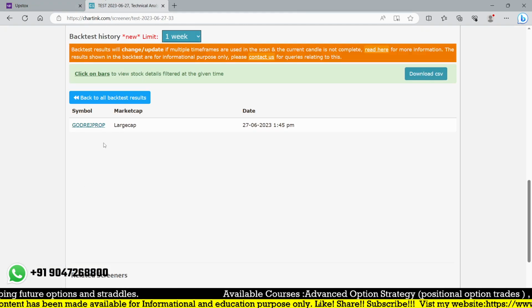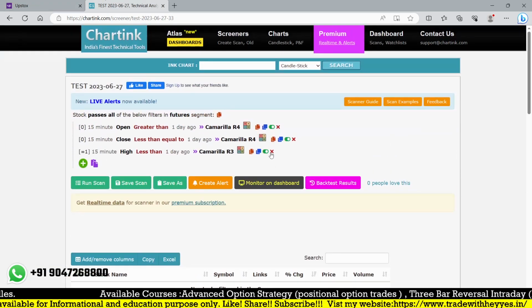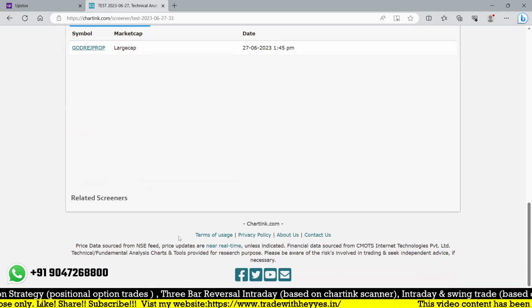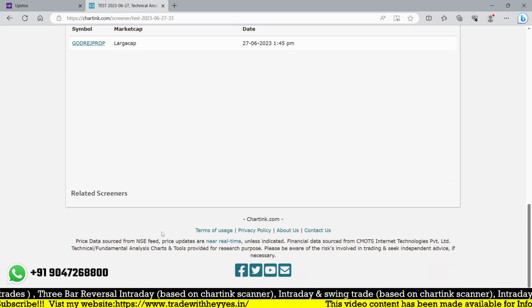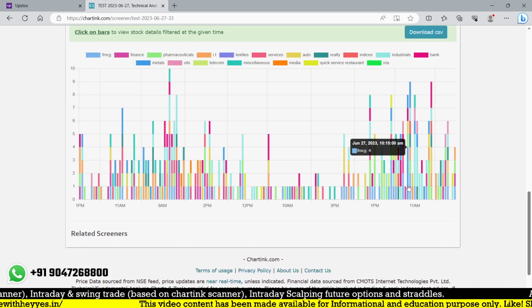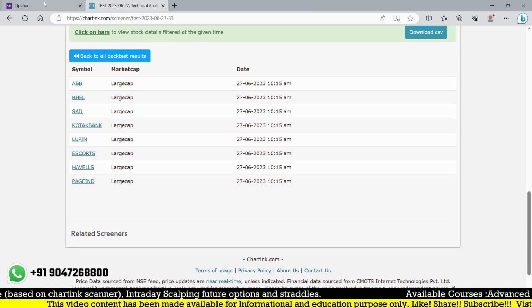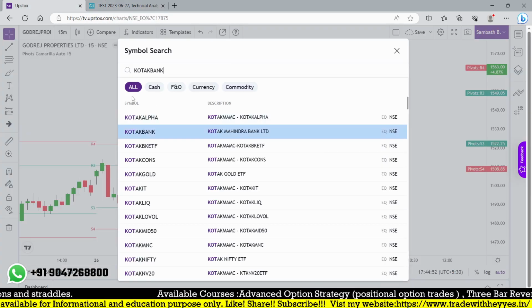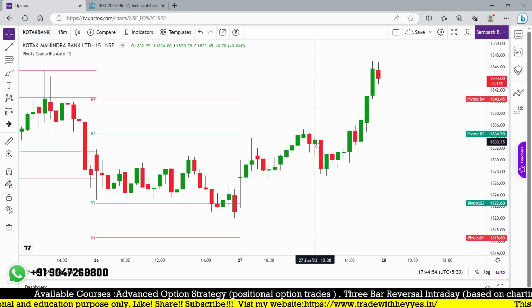So that condition we need to improve, and let me remove this condition. Only the stock which is trading near about R4, maybe crossed above R4 and then returned back, should be a better opportunity. You can see how many stocks we got, and stocks like BHEL, SAIL, Kotak Bank. So let me check a random stock, Kotak Bank. Is there any opportunity it gives you?